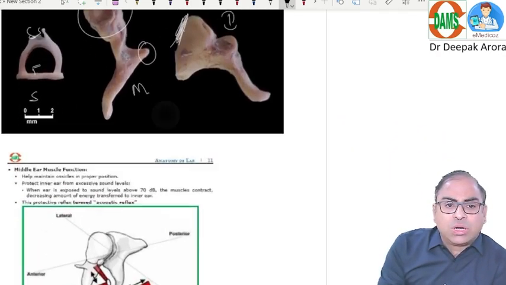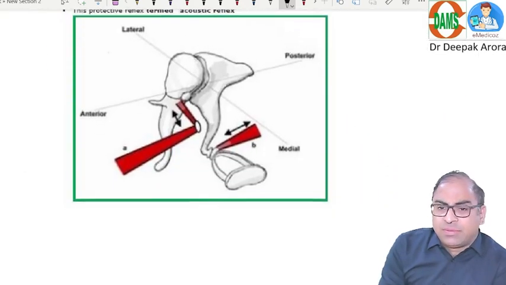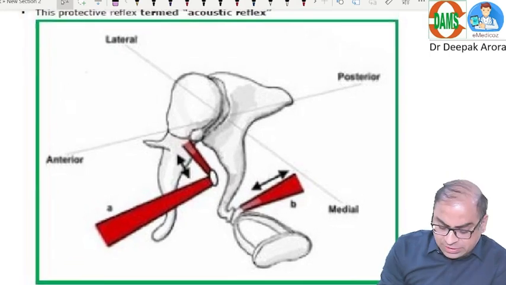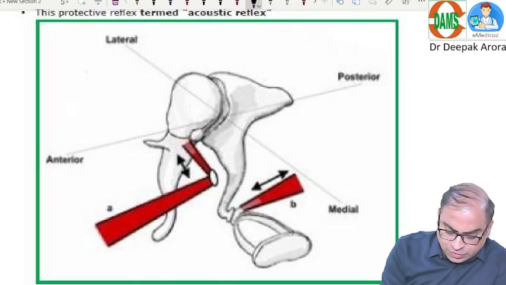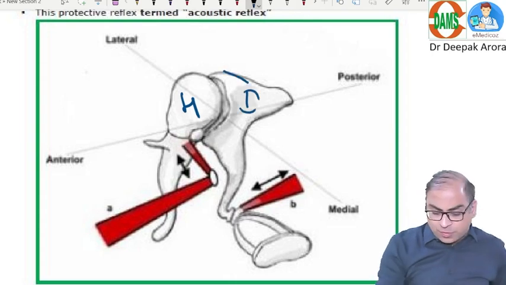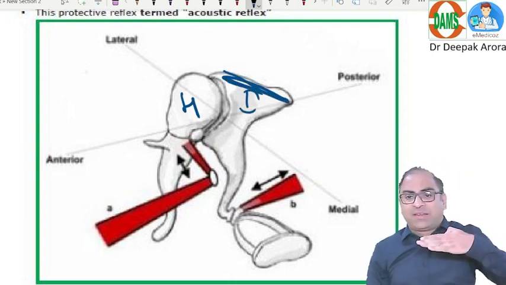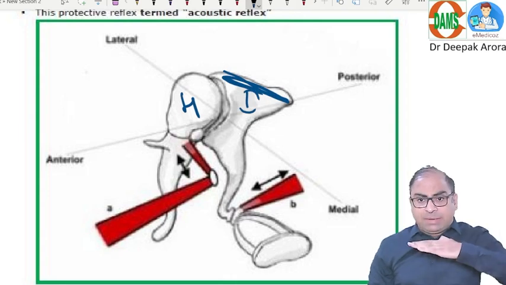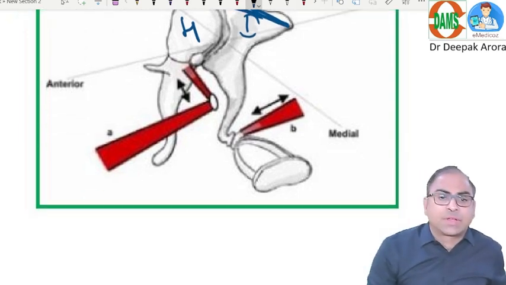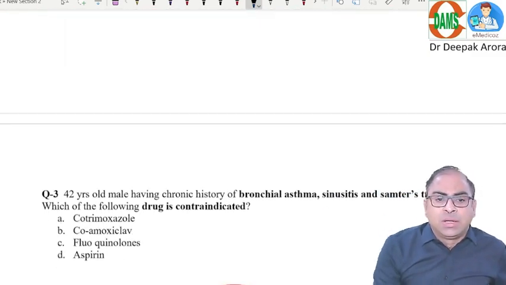Coming to the next one, I have given this image in my DAMS ENT book, where we have clearly mentioned that this is the head of malleus. Focus your eyes, this is the head of the malleus. This is incus, the short process of incus. So they have shown you the flat surface. I have discussed with many students. The upper part was very flat. So the answer will be going in favor of incus. Clear?